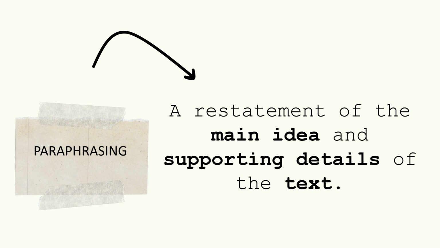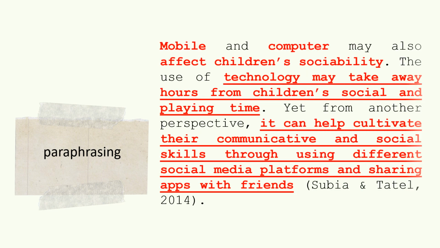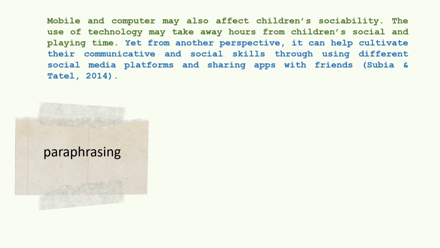It's a restatement of the main idea and supporting details of the text. Restatement. So in summarizing, you are just getting the main point. On the original text, the specific effects were mentioned. And then on your summarized text, you just identified them as positive and negative. You get it? But in paraphrasing, you are getting both the main idea and the supporting details of the text, and you're just restating it. Like, you still have the same source from 2014 about mobile computers that affect children's sociability. You underline your supporting details and your main idea, and then you paraphrase it.